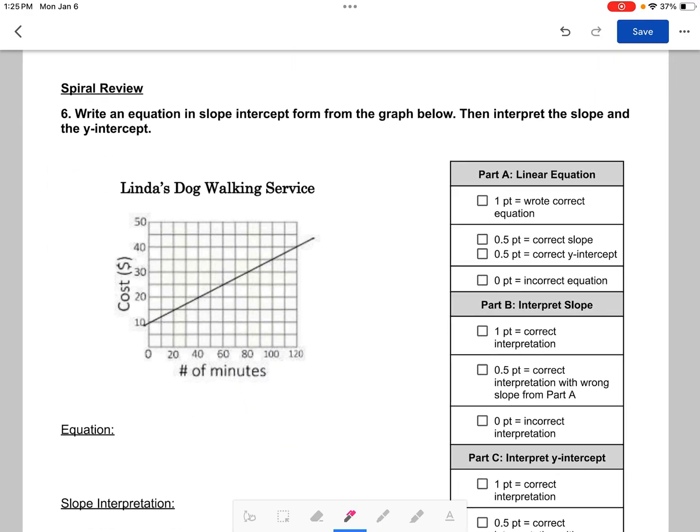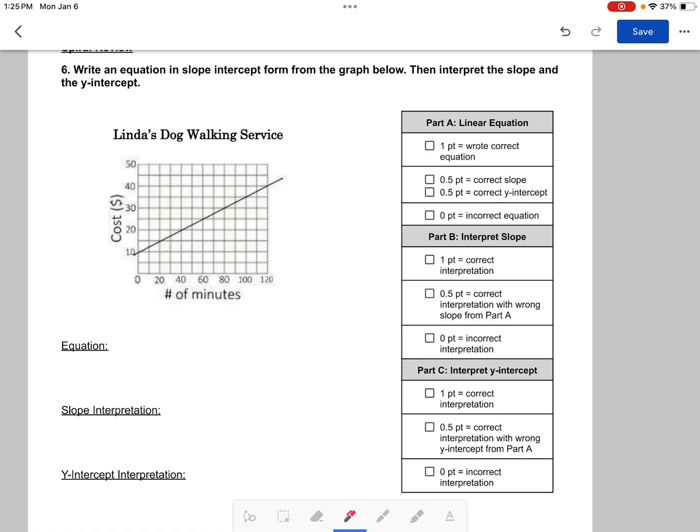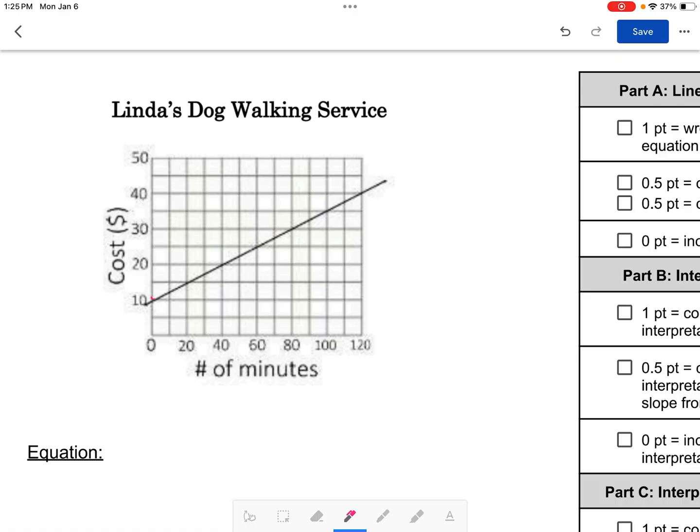Looking at number 6, it says write an equation in slope-intercept form from the graph below, then interpret the slope and the y-intercept. We're looking at Linda's dog service, and we're given a graph, and we need to figure out an equation of this graph. So I'm going to use my knowledge about slope. This is a review question. I'm starting at this point here. This is where my line crosses the y-axis, so that's my y-intercept. So my b in this graph is 10.